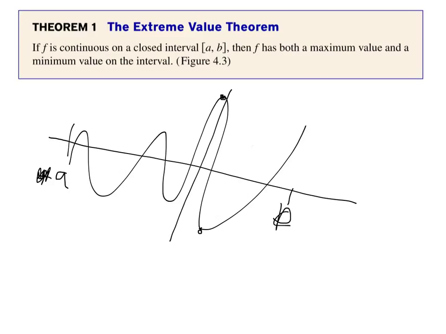So pretty simple and basic, the extreme value theorem just says on a closed interval, if f is continuous, you have a maximum and a minimum.